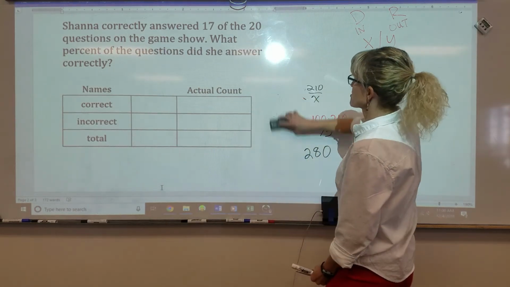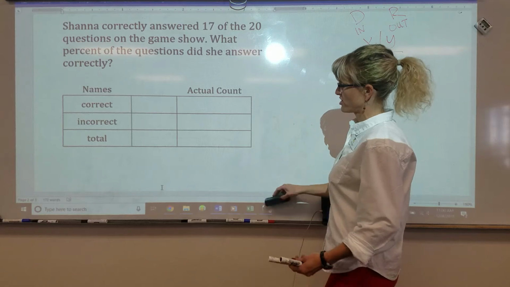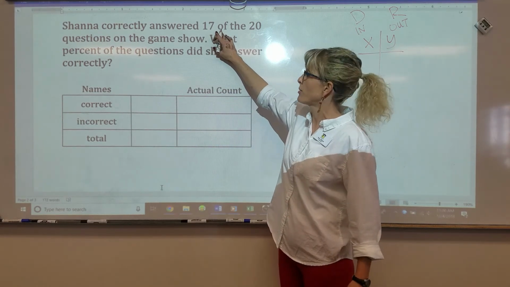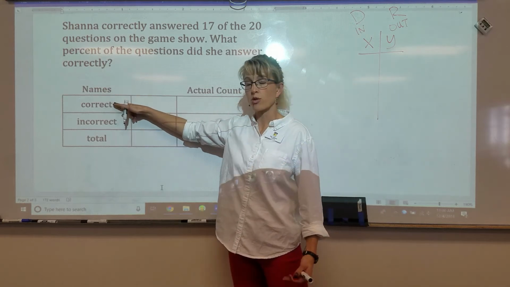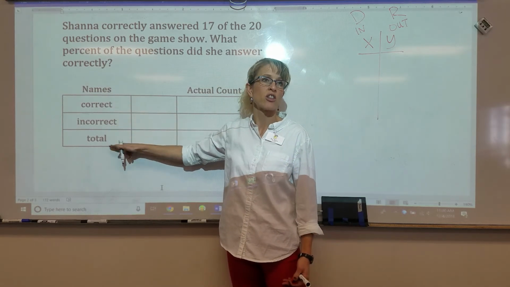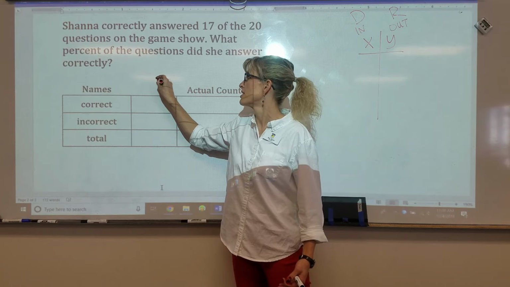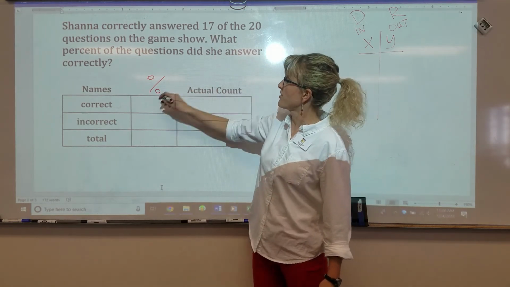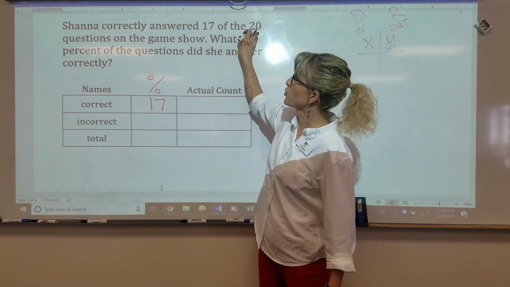Shanna correctly answered 17 of the 20 questions on the game show. What percent of questions did she answer correctly? Let's break down what we know. Some questions were correct, some were incorrect, so then there was a total number of questions. This column will be for our percentages, this column is for the actual count. So 17 were correct out of 20 questions.